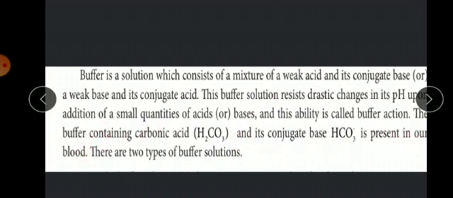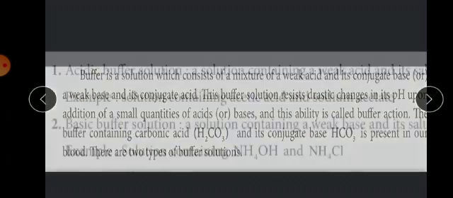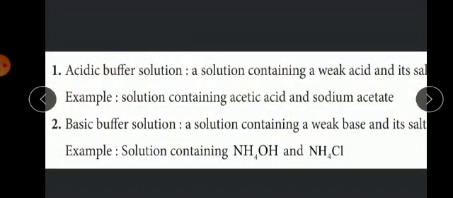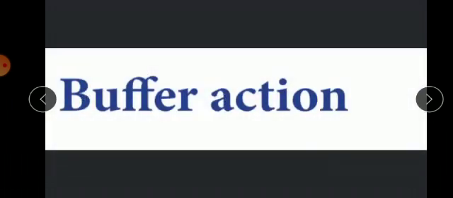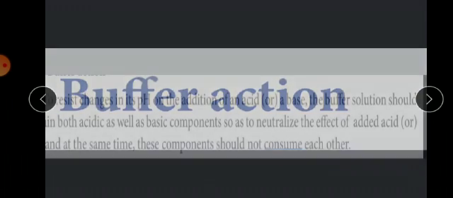We have two types of buffer solution. Acidic buffer solution: a solution containing a weak acid and its salt. Example, a solution containing acetic acid and sodium acetate. Basic buffer solution: a solution containing a weak base and its salt. Example, a solution containing NH4OH and NH4Cl. Next we can see buffer action.